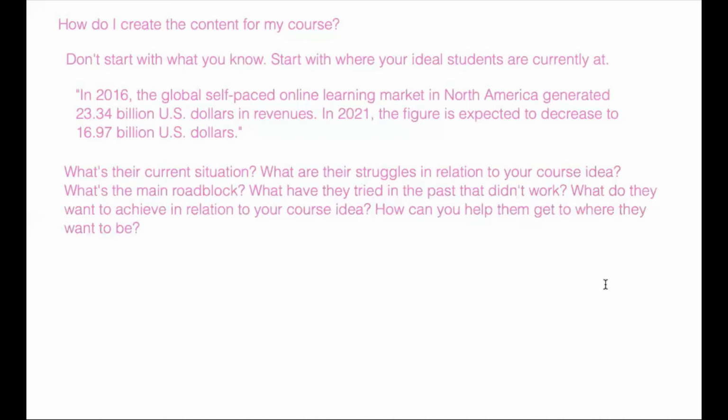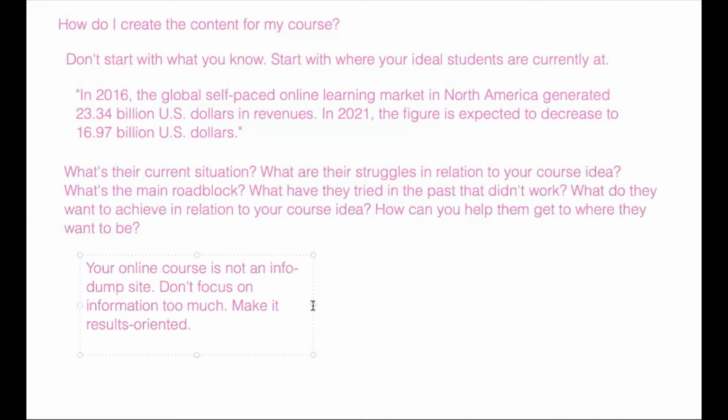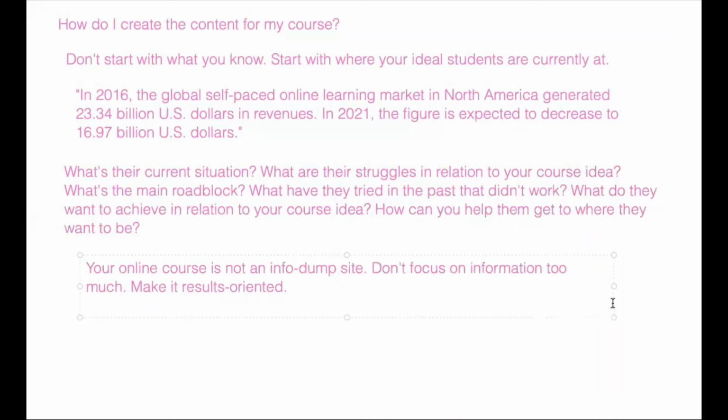Because your online course is not an info dump site, okay? Do not focus too much on information, because again, informative courses don't create transformation. Informative courses educate, but results-oriented courses or content transform. And that's exactly what your students are looking for. They're looking for results, not information. Because if they're just looking for information, they could have just Googled it, right? Why waste the money getting a course if they can only get information?